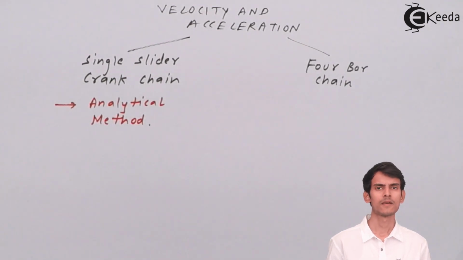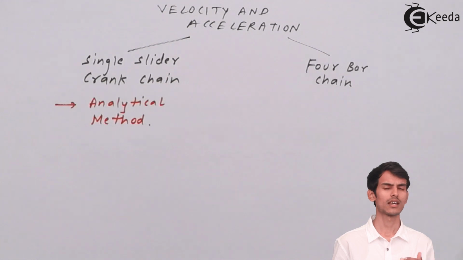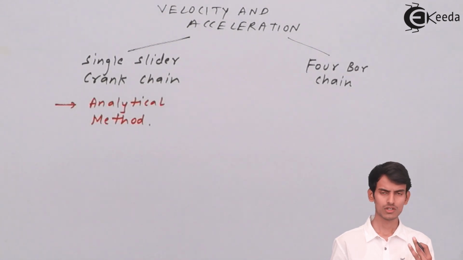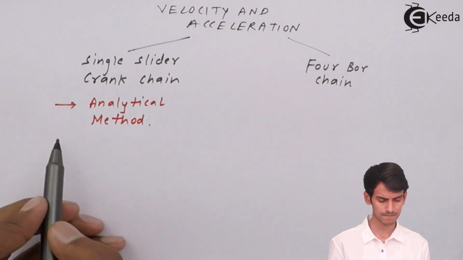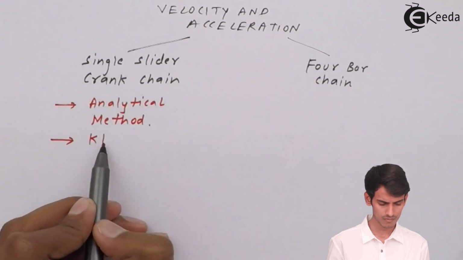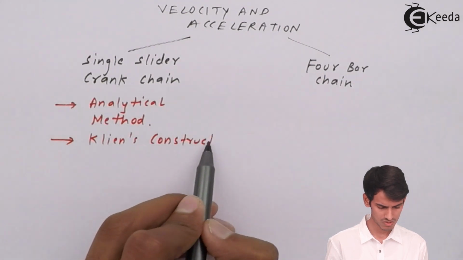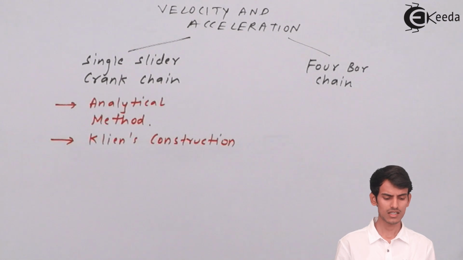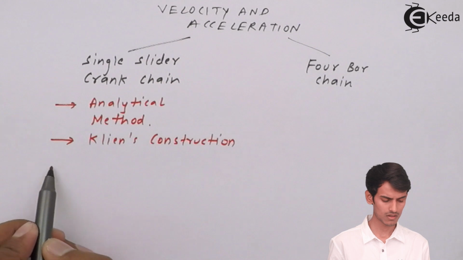First is the analytical method, that is using formulas. We'll be having a few formulas to calculate velocity, angular velocity, acceleration, angular acceleration, everything. So using the formulas you can easily calculate the velocity and everything. So it's a pretty simple method. Second is Klein's construction. Klein was a scientist who studied about single slider crank chain, and he gave a technique using which you can calculate the velocity and acceleration of different links of single slider crank chain. Third is the graphical method.